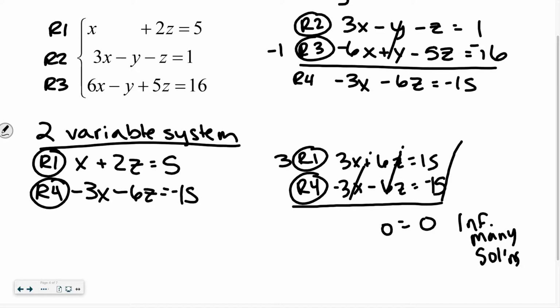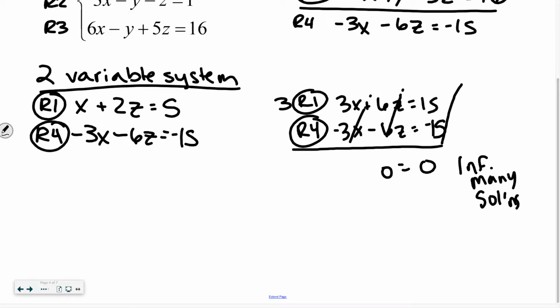We can tell everybody what their ordered triple is going to look like in terms of some number A. Okay? Now, look at your two variable system. What two variables do you have? X and Z. You can choose. Do you want to let X equal A? Do you want to let Z equal A? Let's let Z equal A.